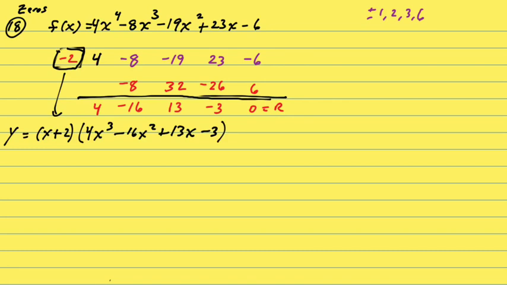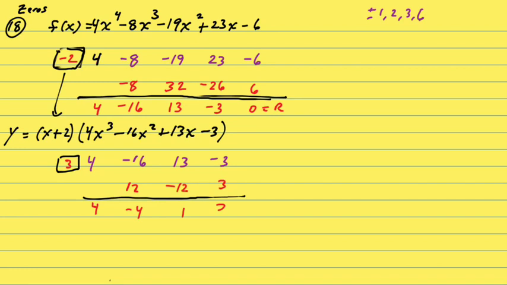Now I might have to do synthetic again, so let's try it one more time. 4, negative 16, 13, and negative 3. Now I need factors of negative 3. So if you don't mind, I'll just go to 3. If we put a 3 here, bring down the 4, multiply, that's 12. Add is negative 4, multiply is negative 12. Add is 1, multiply is 3, and that makes my remainder 0 again.